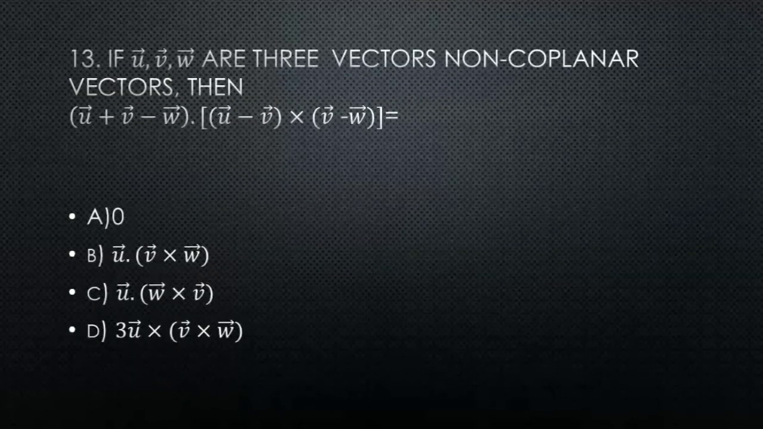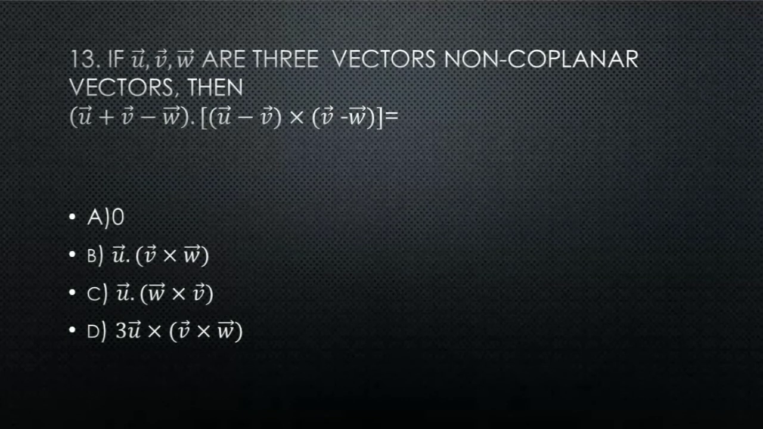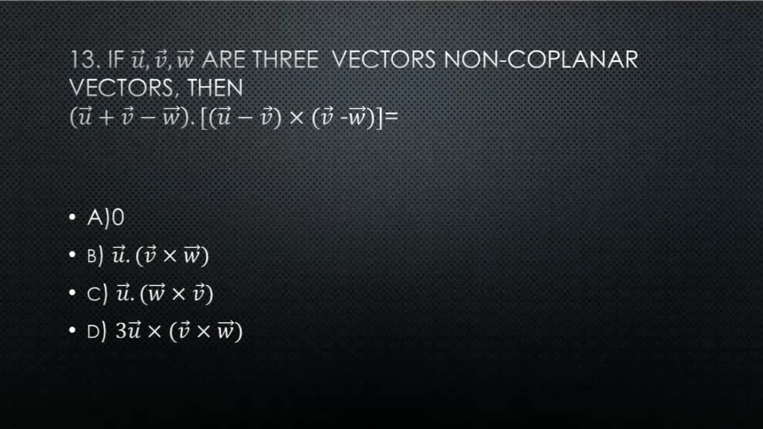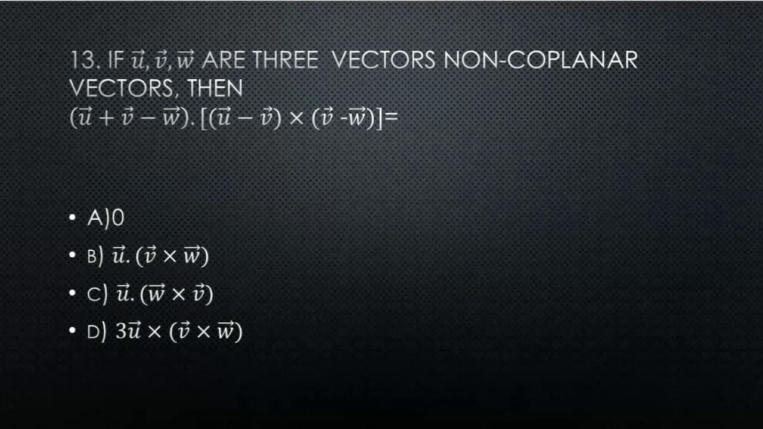See the next one. If u vector, v vector and w vector are 3 non-coplanar vectors. Non-coplanar means they are not in the same plane or they are not parallel. Then u vector plus v vector minus w vector dot u vector minus v vector cross v vector minus w vector is equal to, options are 0, u vector dot v vector cross w vector, C is u vector dot w vector cross v vector, or 3u vector cross v vector cross w vector.